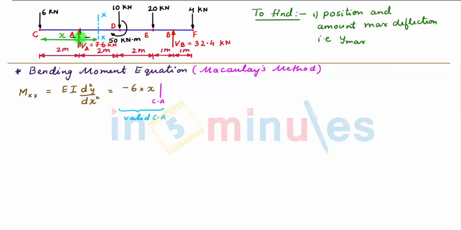Only there will be an additional clockwise moment caused due to this vertical support reaction VA acting at a distance of x minus 2 meter from section XX. So we have plus VA into x minus 2 meter. Now again, since this equation is valid only between point A and D, let's put it under second partition, and this much part of the equation is valid between point A and D.